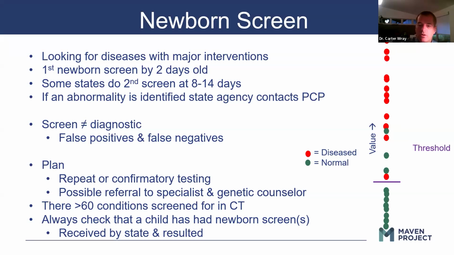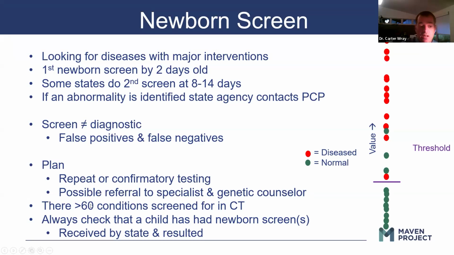More often though, when you get a value, it may actually not be true disease, in which case you need to do confirmatory testing, which may just be repeating the exact same test that they had at 2 days of life. But you certainly want to confirm, is this actually a disease? If the confirmatory testing is positive, then they'll need to be referred to the specialist that helps manage that. And then for most of these diseases being genetically based, they're going to need somebody who can help with the what does this mean for the family.